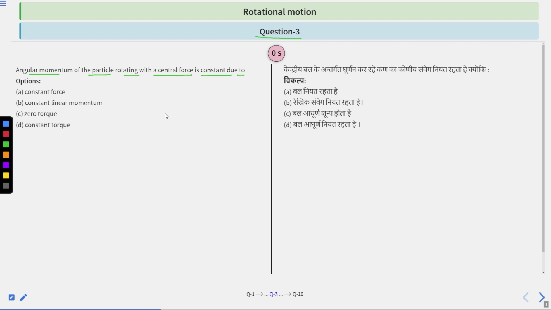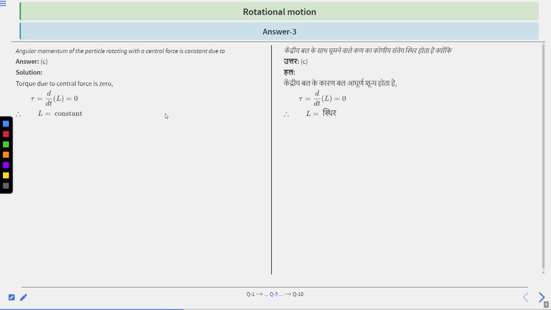Let's find a solution. The question asks why the angular momentum of a particle rotating under a central force is constant. We know the torque due to a central force is zero. This is the concept: torque due to central force is zero.